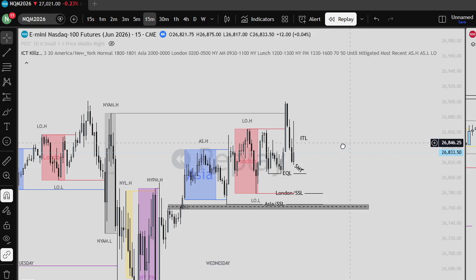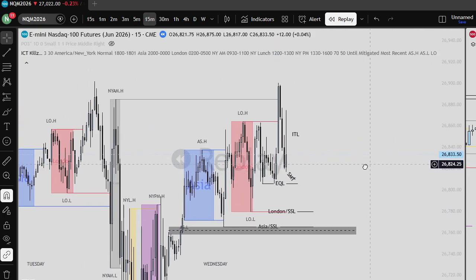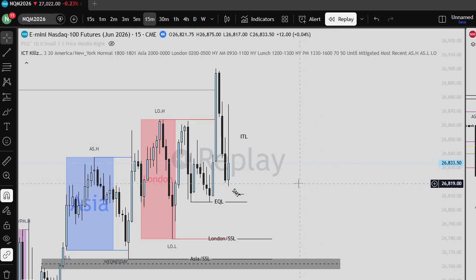Going to be going over today's market recap. I ended up taking no trades today. There were a few trades that did look pretty decent on the lower time frame, but I'm going to be going over why I ended up fading everything today, because simply the higher time frame structure was just lacking.